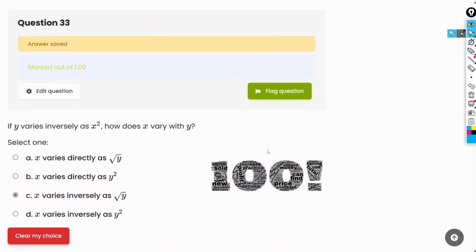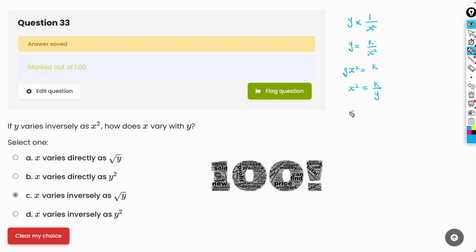All right, 33. 33 says that y varies inversely as the square of x, or as x squared. So how does x vary with y? Y varies inversely as 1 over x squared, so I can rewrite this as y is equal to k over x squared. Let's make x the subject of the formula. I would have yx squared is equal to k. Dividing both sides by y, x squared would be equal to k over y.